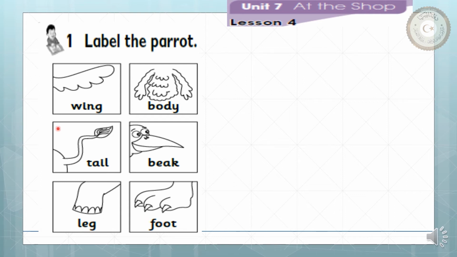Okay, so we have here the wing of the bird, it's a parrot, the body of the parrot, the beak of the parrot, then we have a tail, maybe it's for a lion, leg, it's the leg of the elephant, then we have here the foot of the lion. Okay, let us check what we are going to label. To label what? The picture of the parrot.